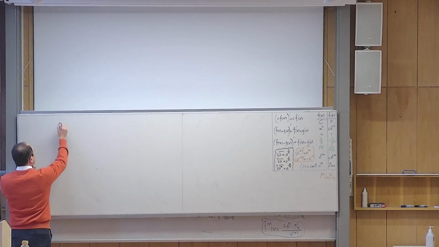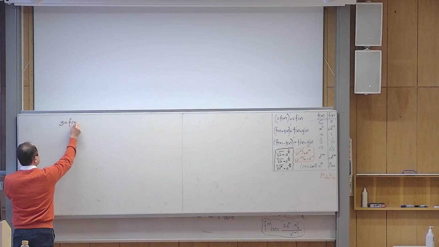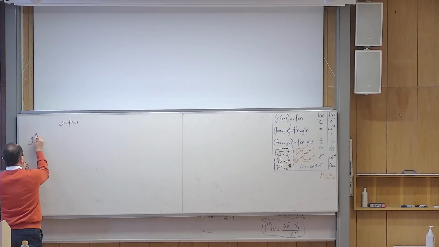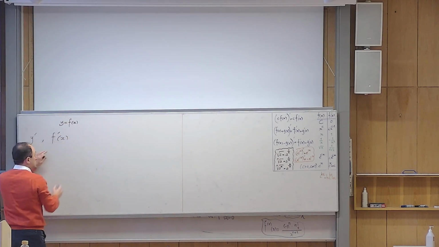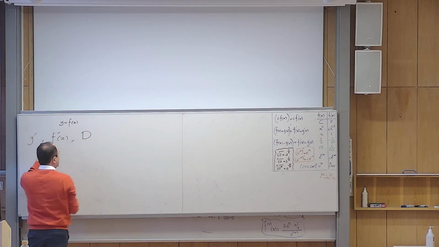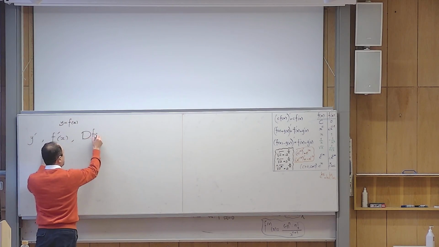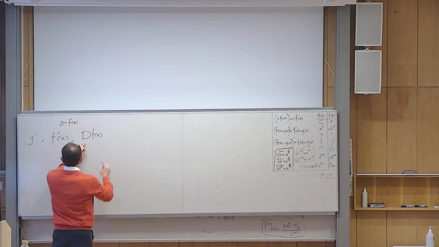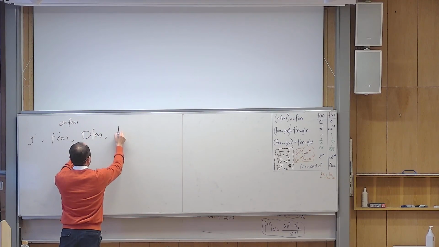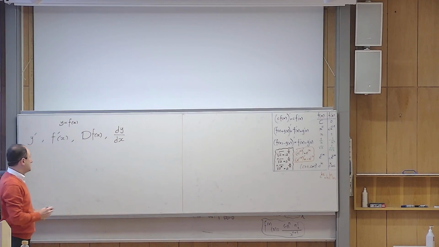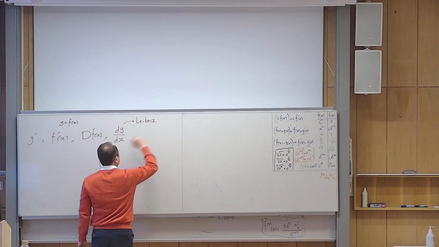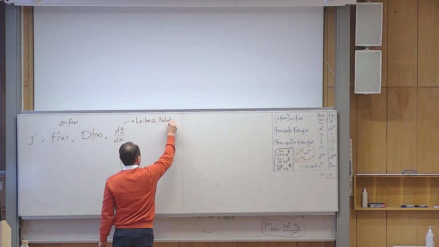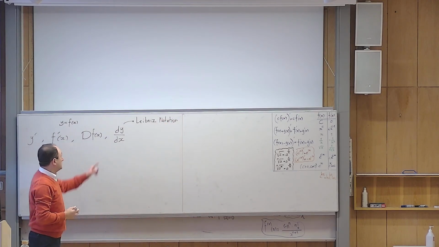So assume that you have this function y is equal to f of x. Sometimes people write y prime. Sometimes people write f prime of x. Sometimes people put a capital D for derivative, and then they put f of x in front. And sometimes they write in a slightly strange way, which is the Leibniz notation, dy dx. So this is the Leibniz notation, and you read it dy dx.